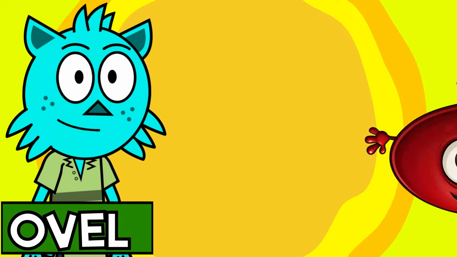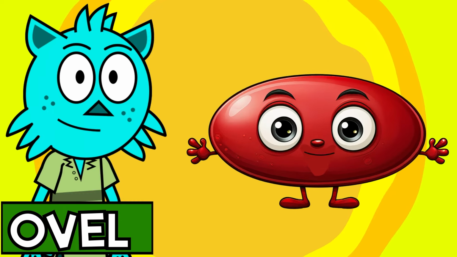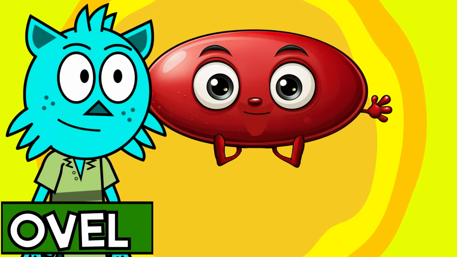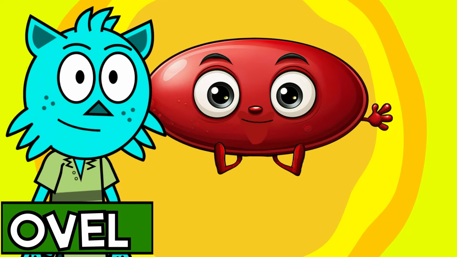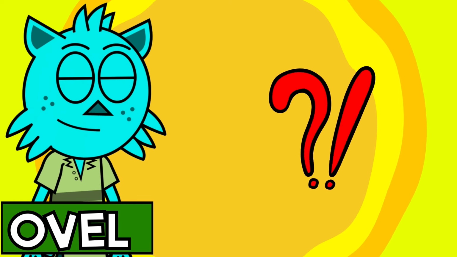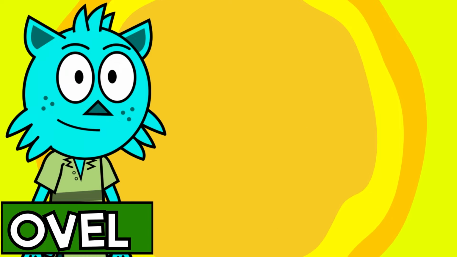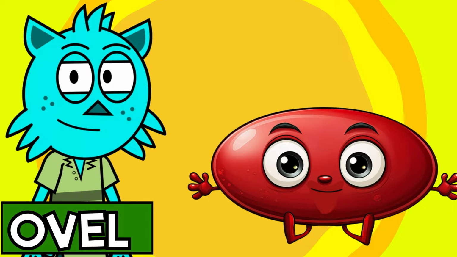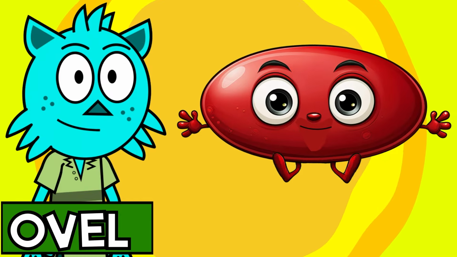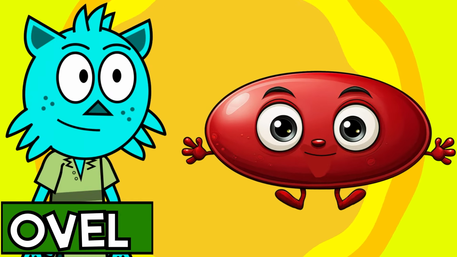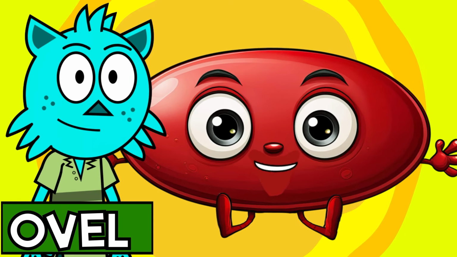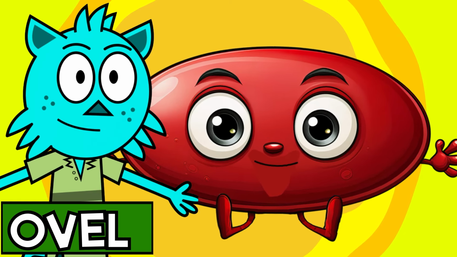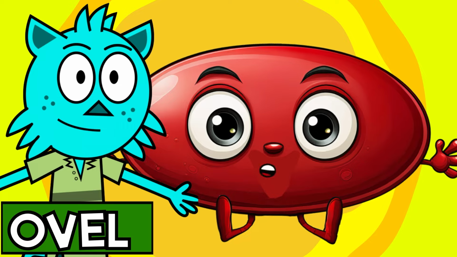I'm an oval, I'm an oval, I'm an oval. Oh, how will I find you? Stretched and wide like an egg, it's true. A special shape, so smooth and new. Who are you?